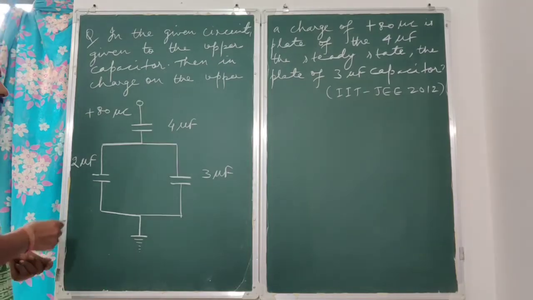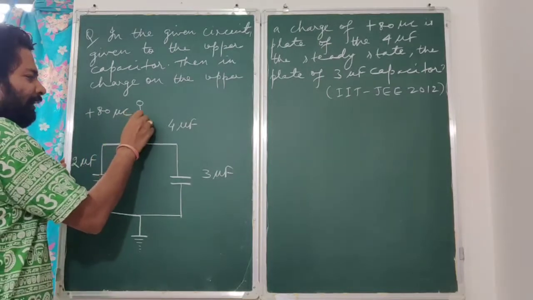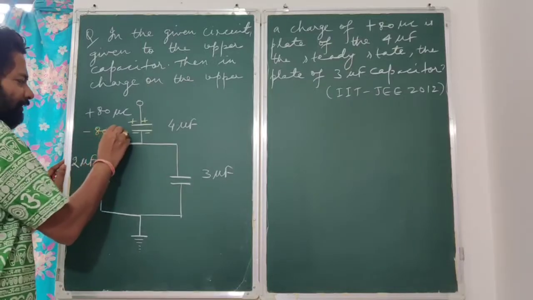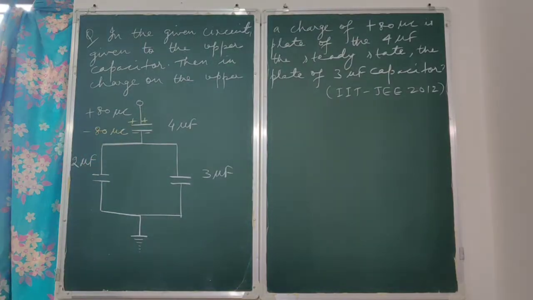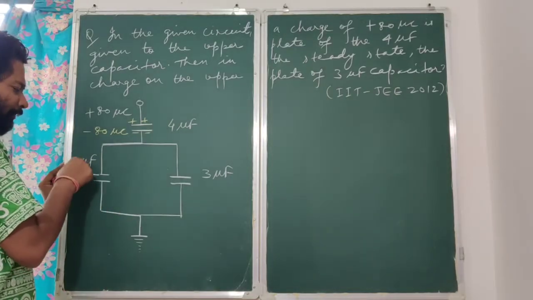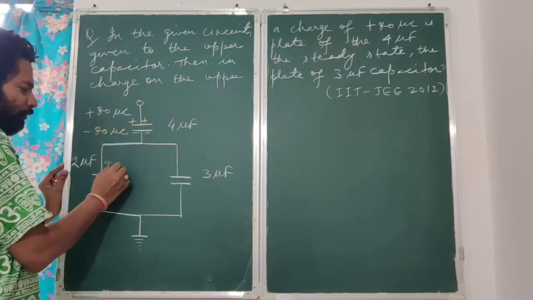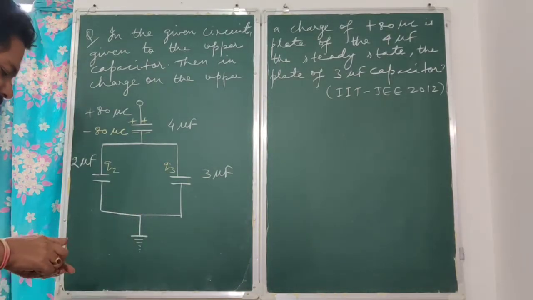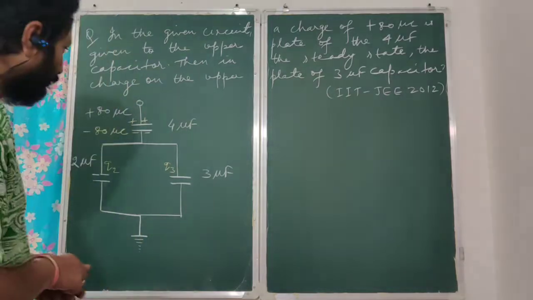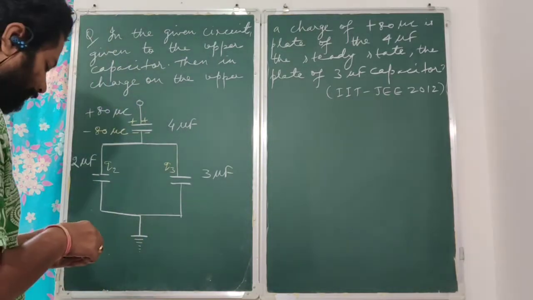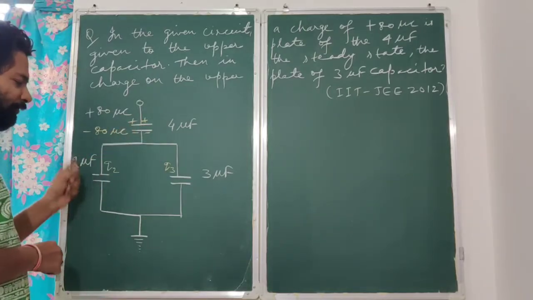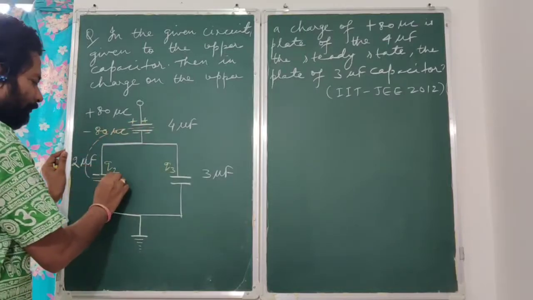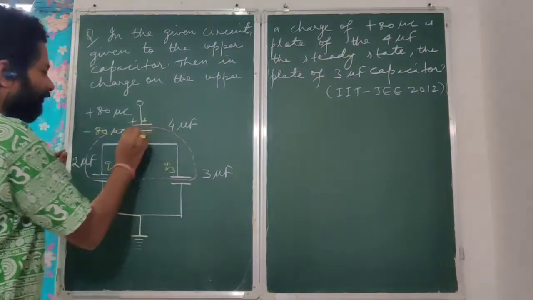So now let us say on this upper plate how much charge are we having? Plus 80 microcoulomb. So on this lower plate, equal and opposite charge, minus 80 microcoulomb. Let us say the charge on the upper plate of this 2 microfarad capacitor is Q2, and on the 3 microfarad it is Q3. The first thing that we should do is look for an isolated system. Can you identify any isolated system in this circuit? Yeah, this is one isolated system that is getting formed.